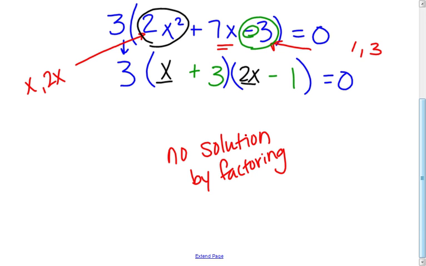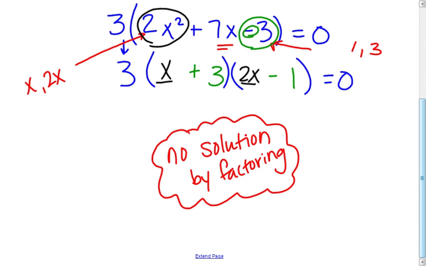But it just doesn't work to find the solution by factoring. It is not a foolproof method. But it doesn't mean that there's no solution. Okay? So you have to add that by factoring piece in there. Okay? And there you go. And by the way, yeah, that's okay.